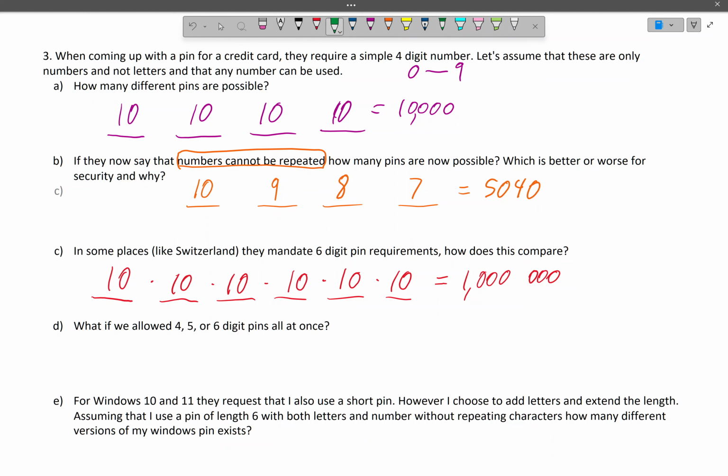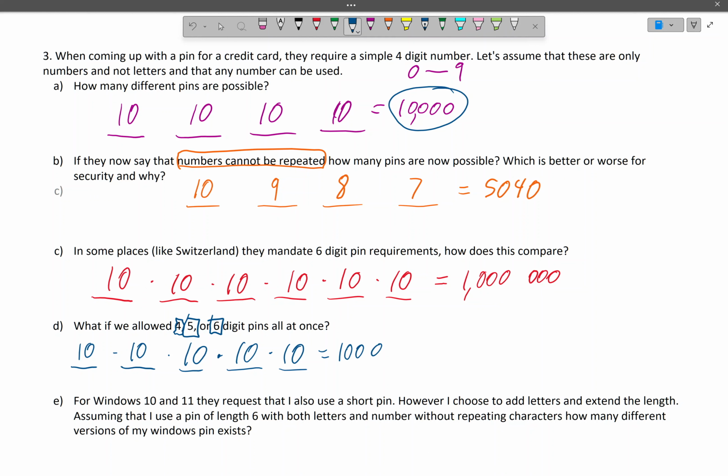Okay, but now what's an interesting option, and I don't know if there's anywhere in the world that allows this, but what if we allowed 4, which we got, 5, or 6? Okay, well, let's just think this through. Let's try the 5 first. So it'd be 10 times 10 times 10 times 10 times 10. 5 times, so this is 100,000.